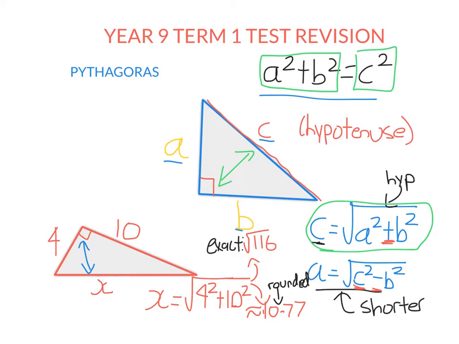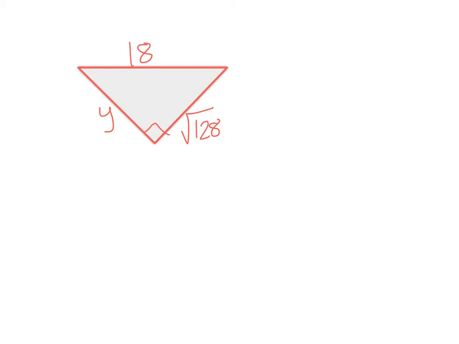Please pause and copy this down if you need. Now we're going to look at this triangle and find the length of y. Of course y here, this side is touching the right angle. That means it's one of the shorter sides. So we're going to use the equation y equals the square root of c squared, hypotenuse squared, minus shorter side squared. Remember the minus when we're finding a shorter side, whereas we added in the square root when we're finding the longer side in the previous example.